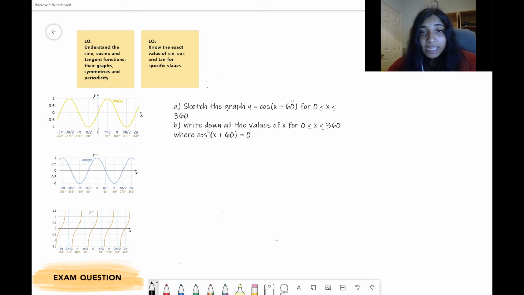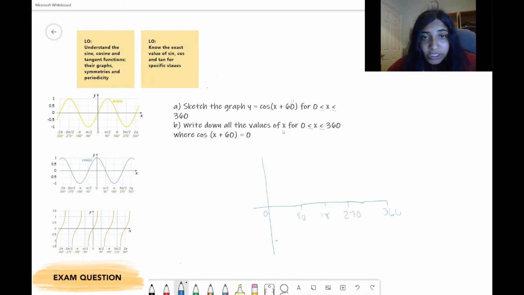So we want to sketch the graph y equals cos of x plus 60 for values between 0 and 360. So to do that, we just want to have the cos x graph, and we just want to shift it 60 degrees leftwards. So if we draw out the axes here, and we just label some points, let's just label 90 and 270, 180 and 360. So yeah, we can ignore this bit because we don't need to go in that way.